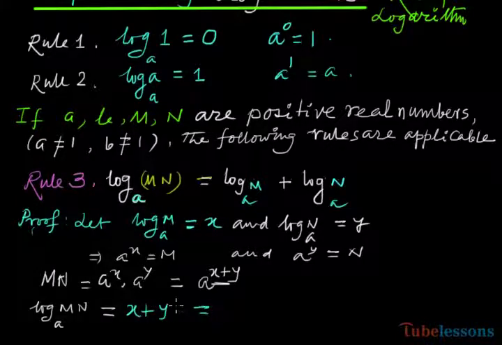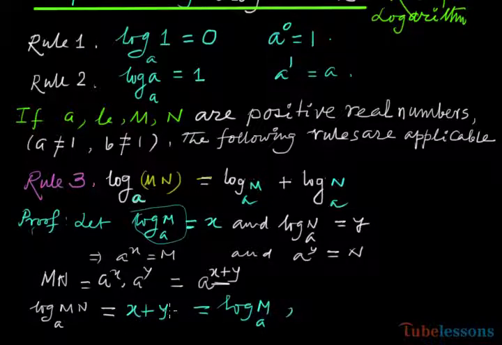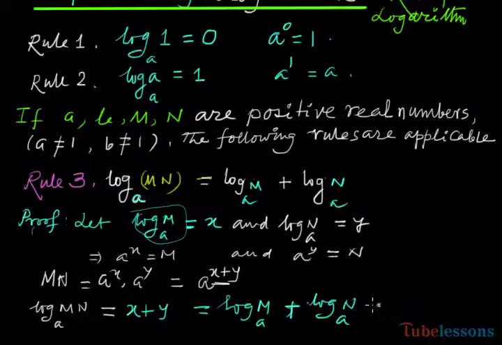Now what is x? x is log m base a. And what is y? y is log n base a. So it is proved that log of mn base a is equal to log m base a plus log n base a.